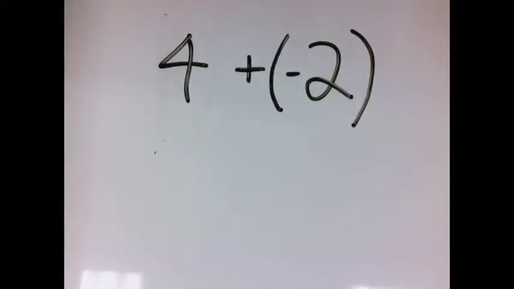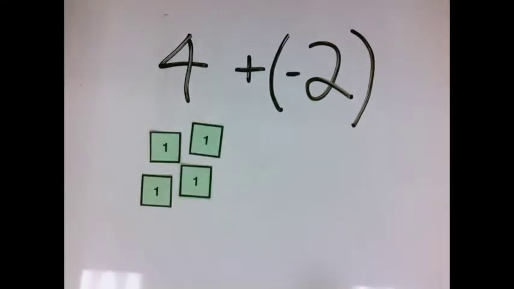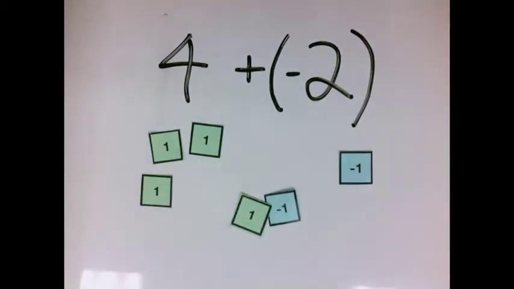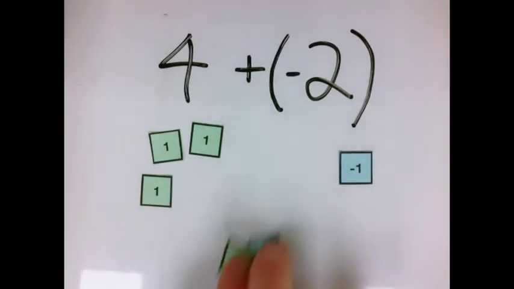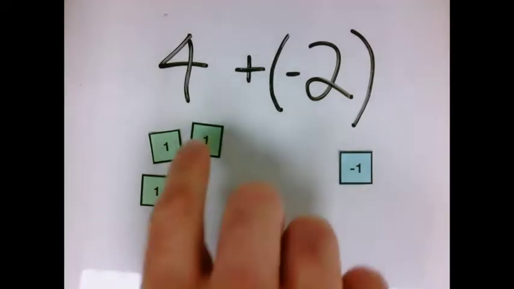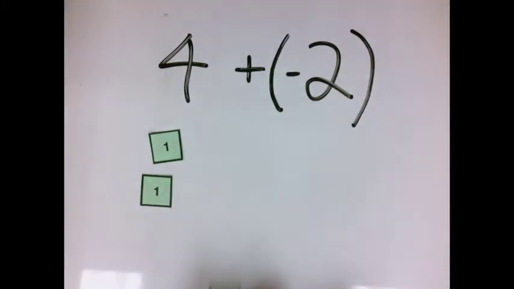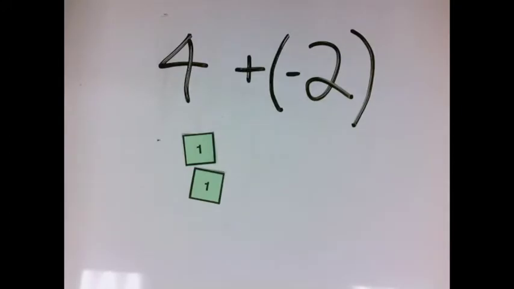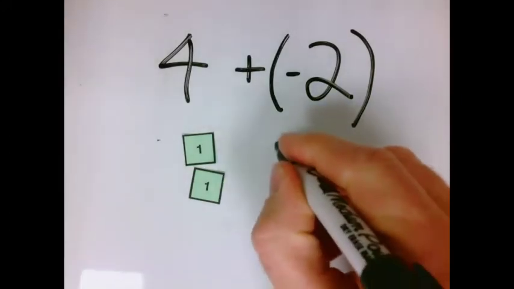Now we're going to model addition with integers. We have 4 plus negative 2. So we're going to take 4 positive 1s and 2 negative 1s, and we're going to join these sets together. And what we notice happens is when we bring a negative 1 and a positive 1 together, we make a 0 pair. So that 0 pair is eliminated from our sum. We have another 0 pair that's made, and what is left over at the end of the modeling is 2 positive 1s. So therefore, the solution, or the sum, is 2.